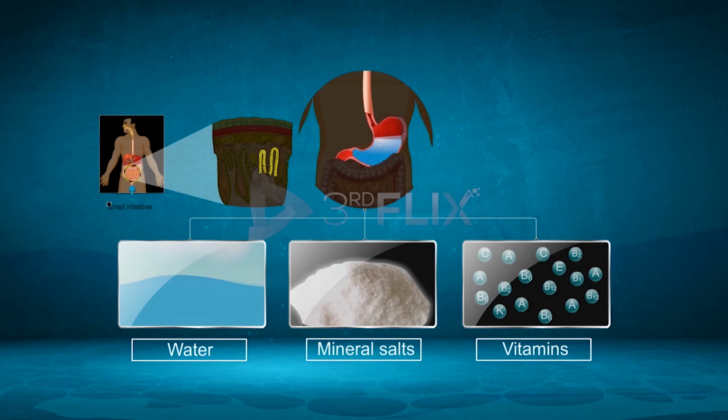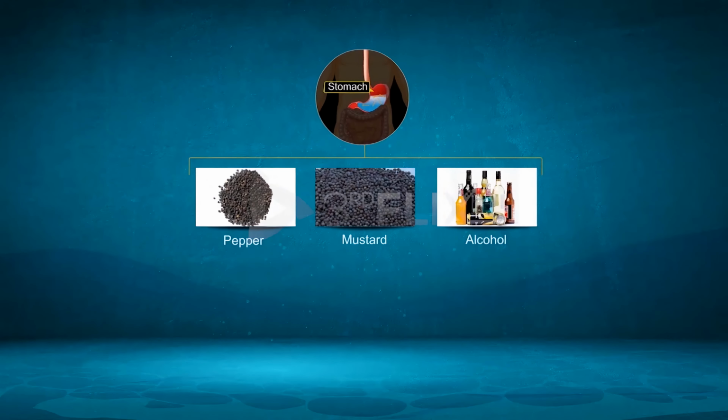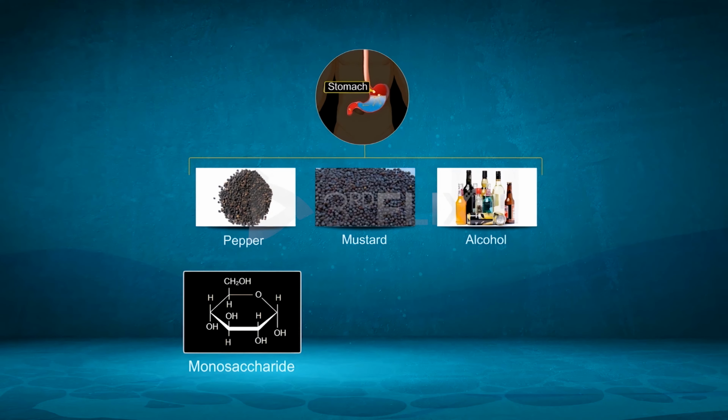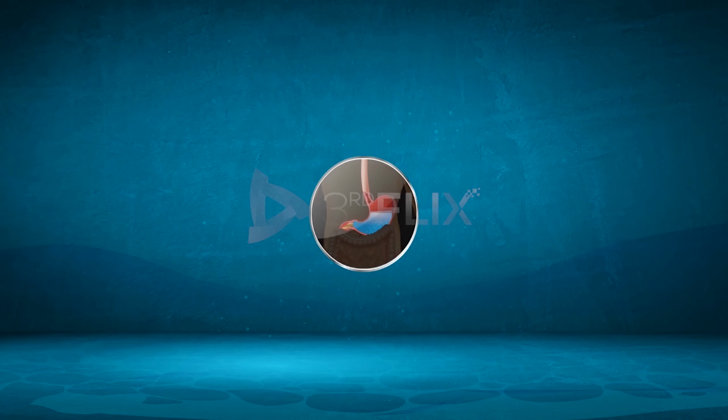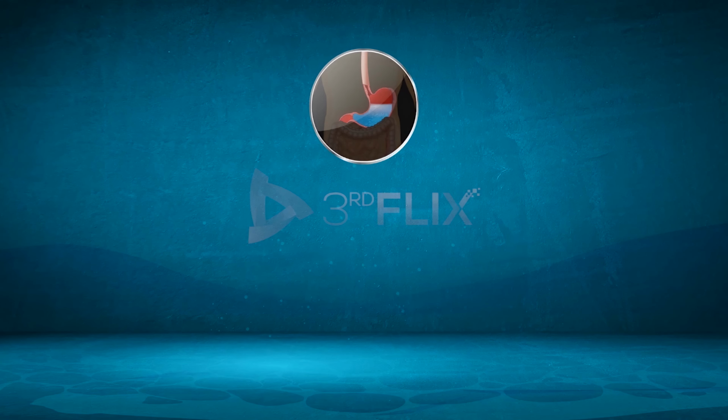Our stomach readily absorbs pepper, mustard, and alcohol. It slightly absorbs monosaccharides with water while absorbing only 3% of inorganic salts. The end products of digestion pass through the intestinal mucosa into the blood by simple diffusion or by active or passive transport mechanisms.